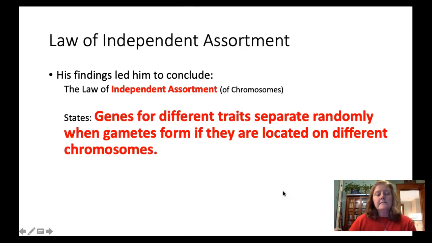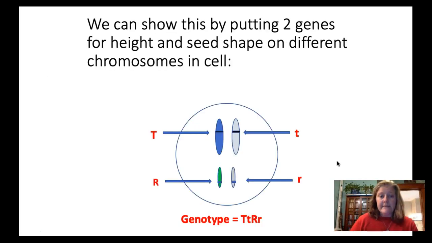So this led to his law of independent assortment, and this sometimes is a little tricky to understand, but basically, for looking at 2 different traits, the genes for those traits will separate randomly when the gametes are formed if they are located on different chromosomes. So I have a little way to help explain this if we look at the next couple of slides.